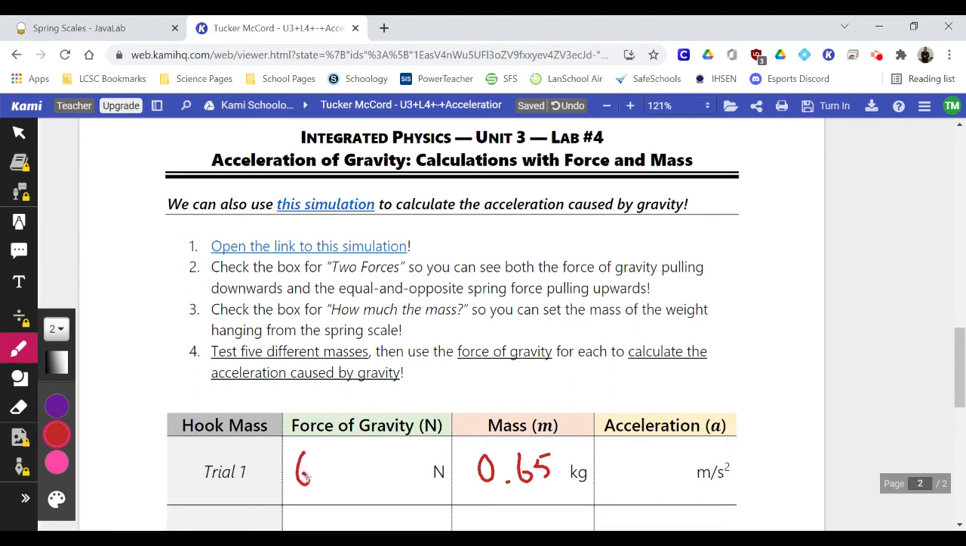So if I take my force of gravity, 6.37, divided by my mass, what I should get is the acceleration. I can plug that into a calculator. I just take 6.37 divided by 0.65. What I get is 9.8.